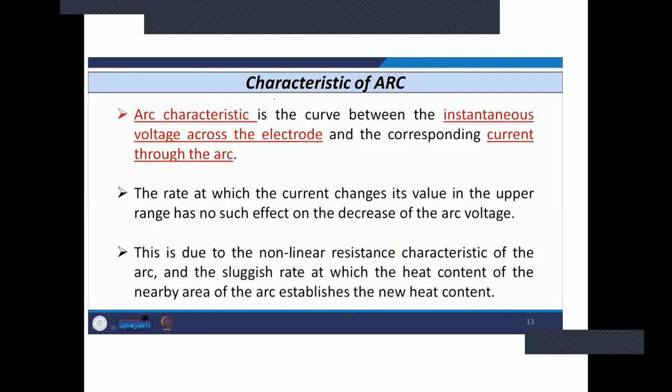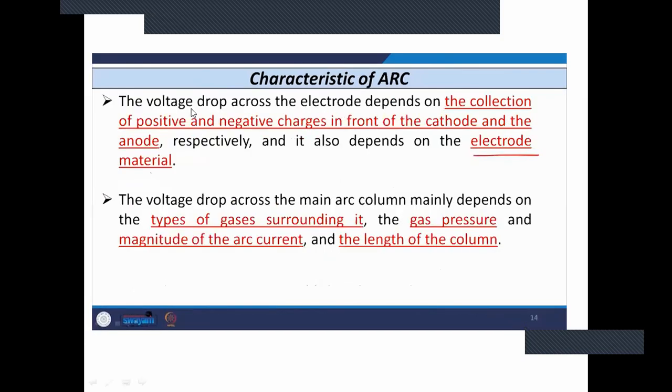Okay, it means we have to draw the characteristic curve for the circuit breaker for the instantaneous voltage and the corresponding arc current. If we have the non-linear resistance characteristic of the arc, we will get the non-linear characteristic curve. The voltage drop across the electrode depends on the collection of the positive and negative charges in front of the cathode and anode respectively, and it also depends on the electrode materials.